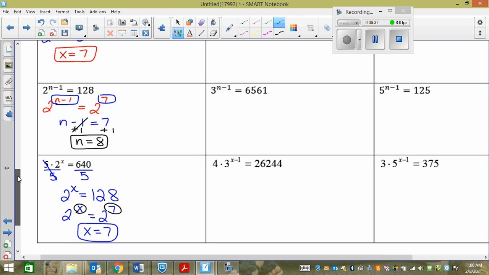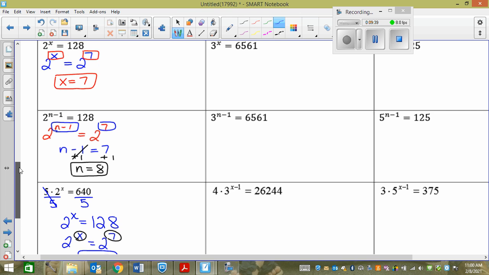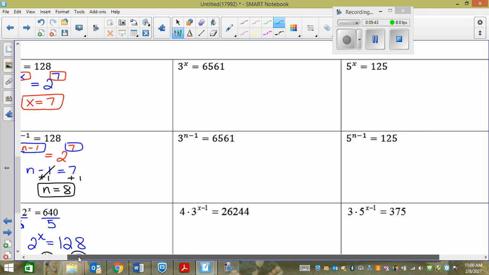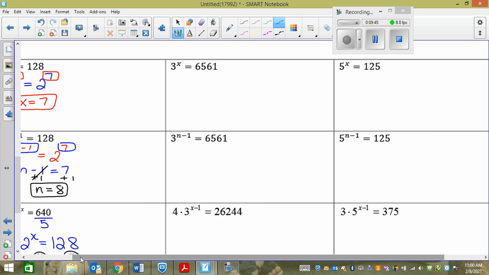We're going to do B together. And by B, I mean middle column. I don't know why I said B. Middle column. So we have 3 to the x equals 6,561. What's my lowest base? 3. So now I'm trying to make 6,561 be 3 to the something.